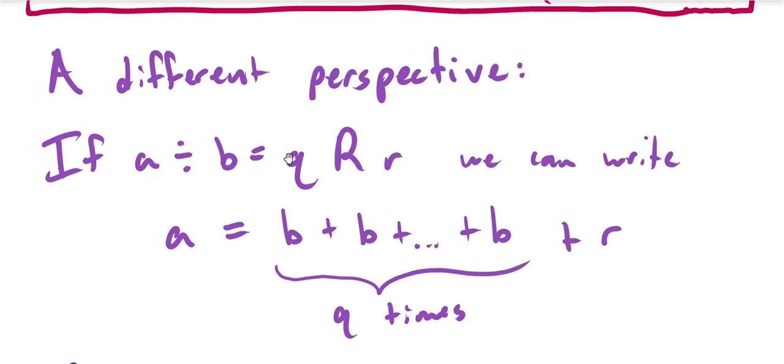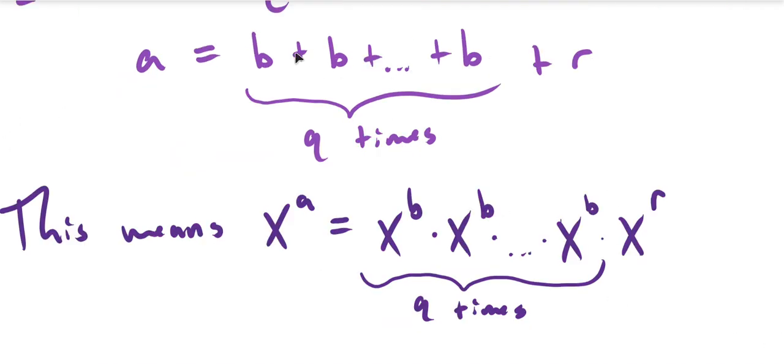Take a moment to digest this expression. A divided by b is equal to quotient q remainder r. Then you can write a as equal to b plus itself q times plus r. Make sure that makes sense. Write down an example for yourself if it doesn't make sense. Now, in terms of exponents, because addition relates to products of the bases, that means that we can write x to the a as x to the b times x to the b times, and so on up to x to the b, q times, but then times x to the r. All of these timesings turn into plussings in the exponent.